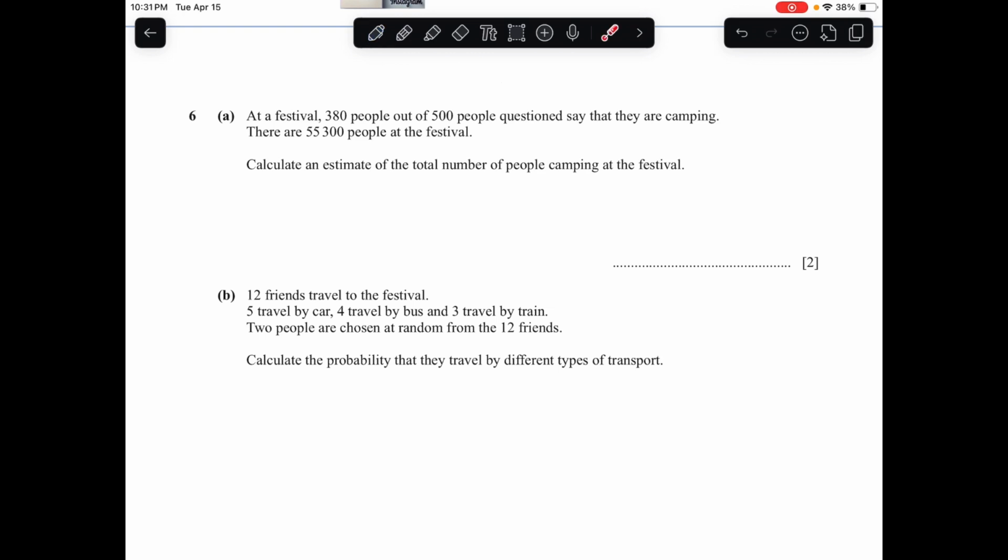Alright, so they gave you the probability of people who are camping, and they also gave you how many people are there in the festival. So obviously the probability of people camping is this, multiplied by the total number of people, 55,300. This is going to give you the total number of people that are camping at the festival. So this works out to be 42,028, right?